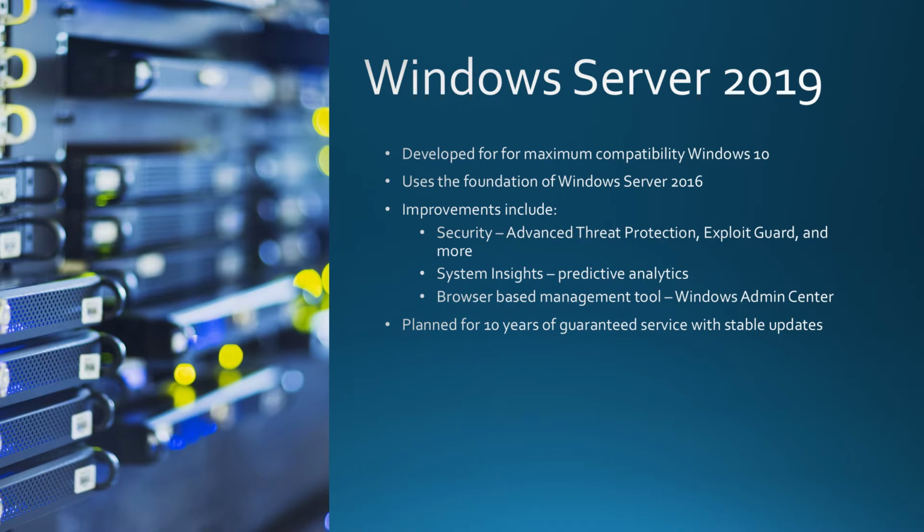Windows Server 2019 was developed for maximum compatibility with Windows 10. It uses the foundation of Windows Server 2016, and it's got a number of improvements. Some include, under the security umbrella, the Advanced Threat Protection. Advanced Threat Protection is a preventative and post-detection investigative response feature of Windows Defender. It offers about 9 primary security features and capabilities.